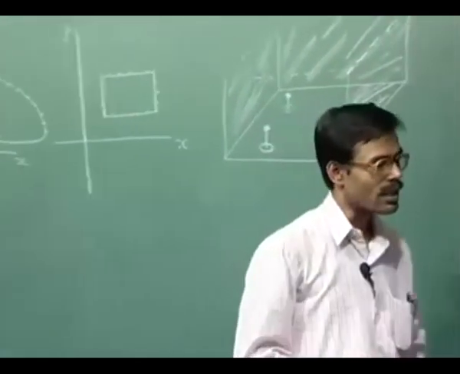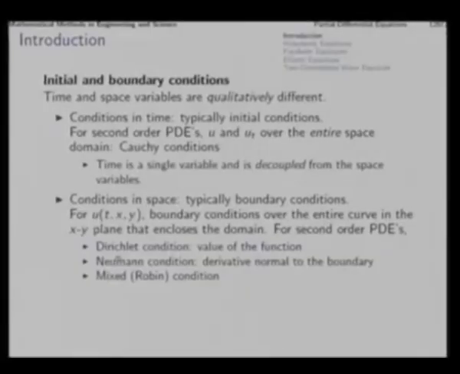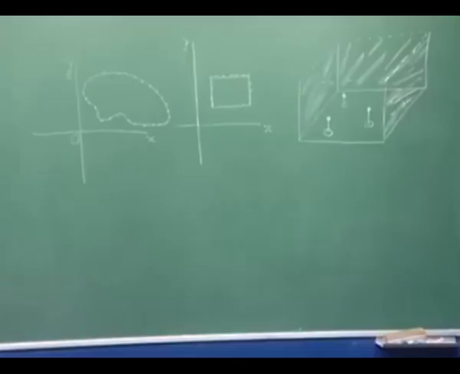So, for second order partial differential equations, there are two basic kinds of boundary conditions that you can give. One is called Dirichlet condition, in which you supply the value of the function over the entire boundary.